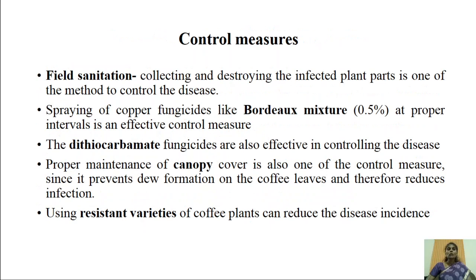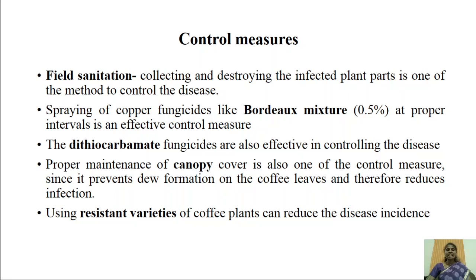Control measures include the following management strategies, like field sanitation. It includes collecting and destroying the infected plant parts. As I already told, the main part which is going to be infected by the pathogen is the leaves. So as soon as we find any small symptoms, that is pale yellow color patches, we have to remove that, separate that leaf from the main coffee plant and destroy it. Collecting and destroying the infected plant part is one of the methods to control the disease.